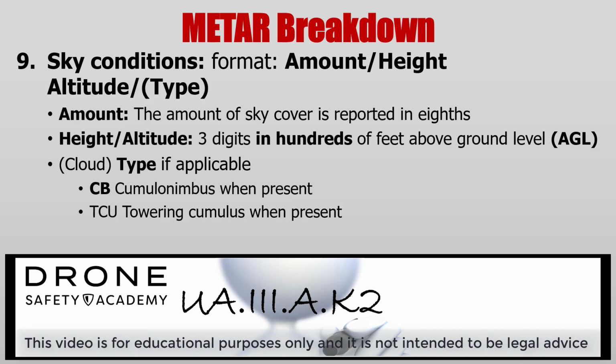Sky conditions have a reporting format of amount, altitude, and type. The amount is the amount of sky cover that is reported in eighths. We'll see this again. Altitude is reported as 3 digits in hundreds of feet above the ground. And cloud type, if applicable, is CB for cumulonimbus when present, or TCU towering cumulus when present.